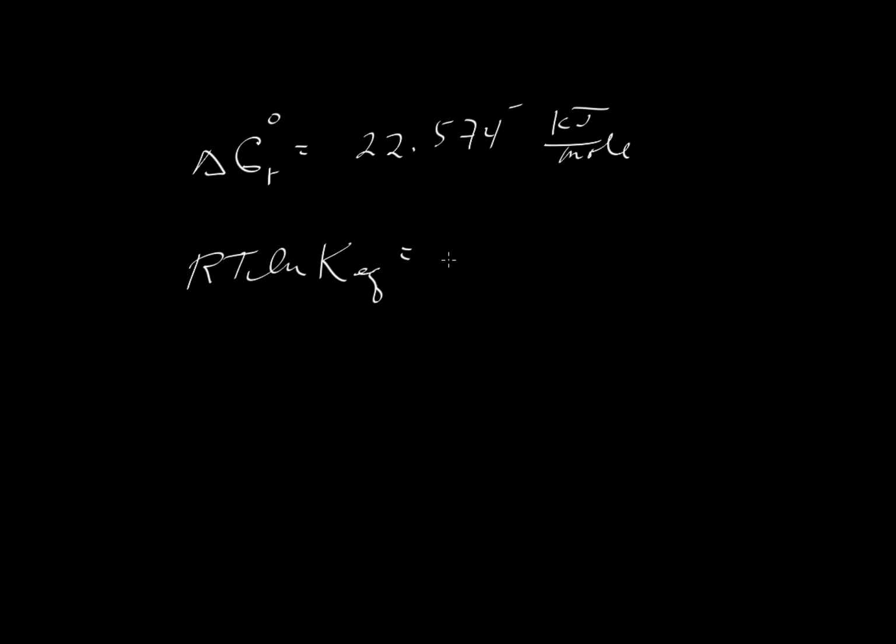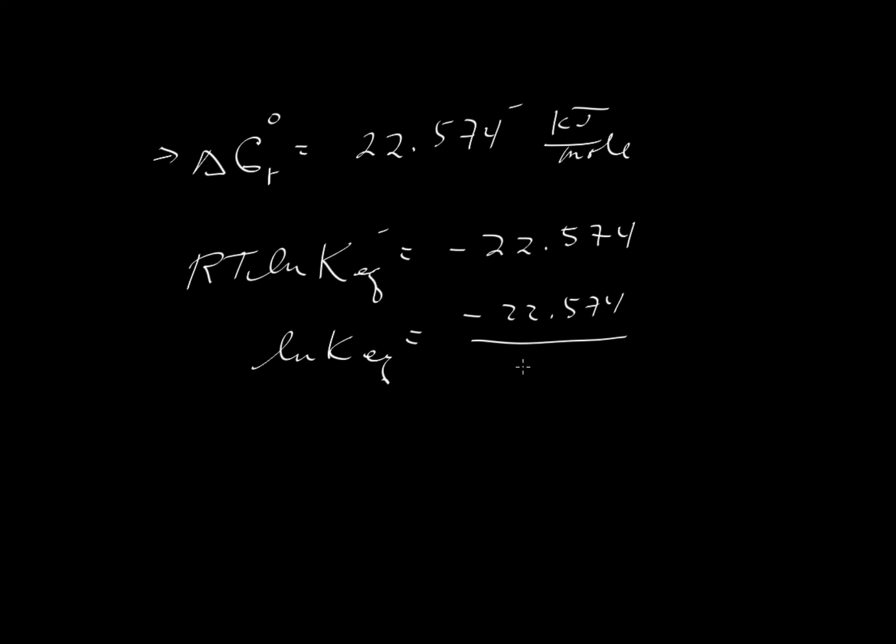So we're going to extract this K_EQ value, and it is equal to minus delta G naught, so we can put a minus sign in front of the value we've obtained, minus 22.574 kilojoules per mole. And we can rearrange this. So the natural log of the equilibrium constant is minus 22.574, and that will all be divided by R and T.